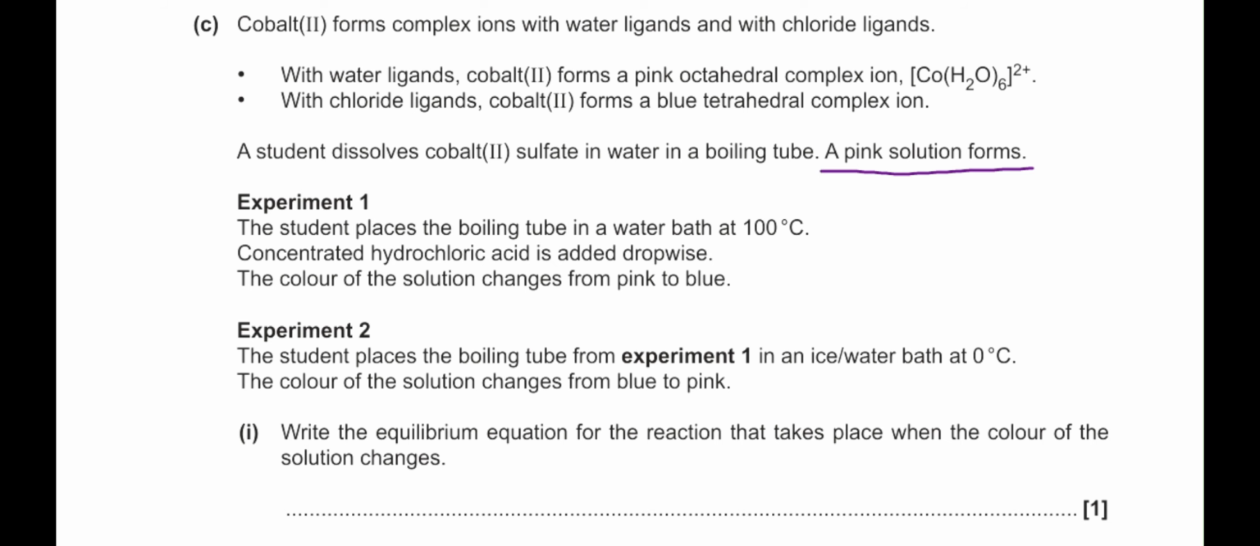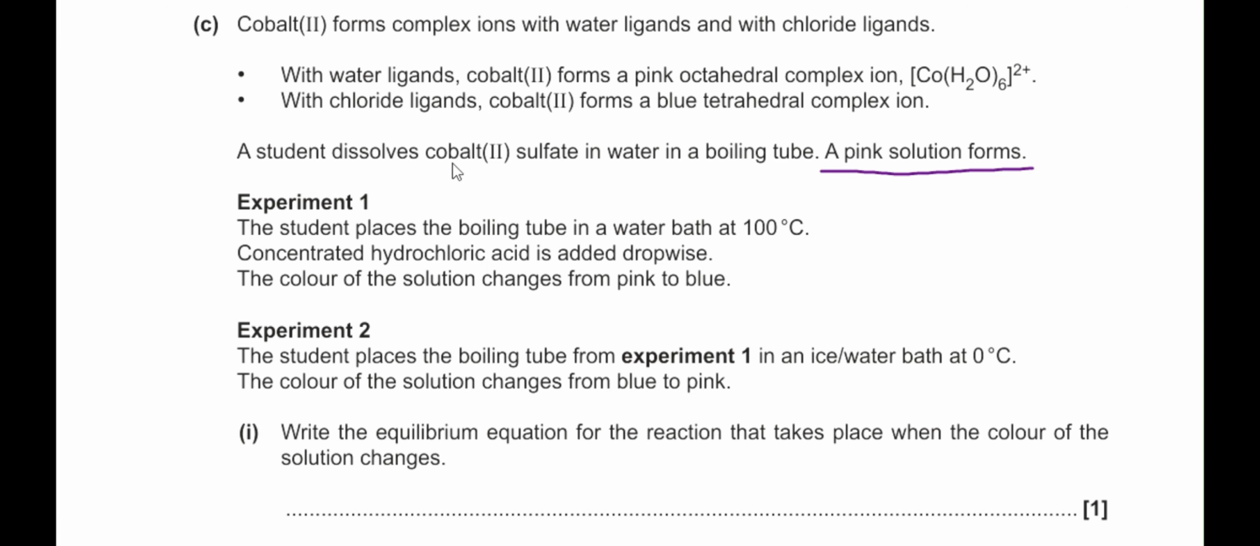The student places the boiling tube in a water bath at 100 degrees centigrade. Concentrated hydrochloric acid is added dropwise. The color of the solution changes from pink to blue. Experiment 2. The student places the boiling tube from experiment 1 in an ice water bath at 0 degrees centigrade. The color of the solution now changes from blue to pink. Write the equilibrium equation for the reaction that takes place when the color of the solution changes.